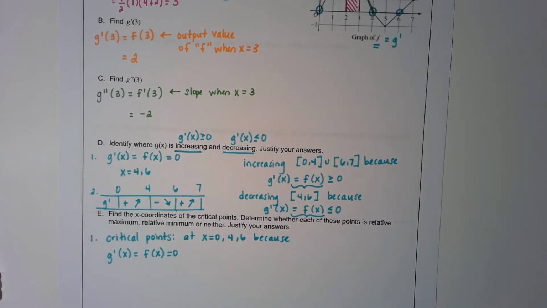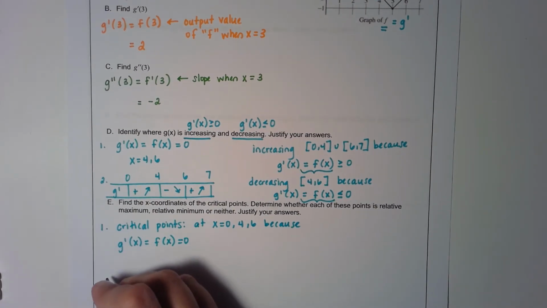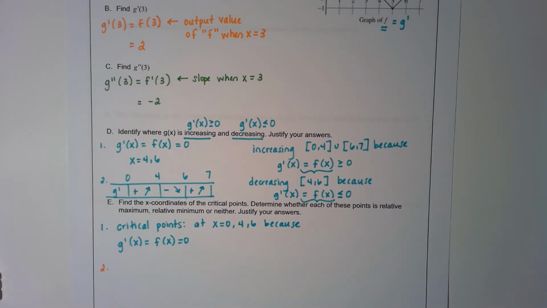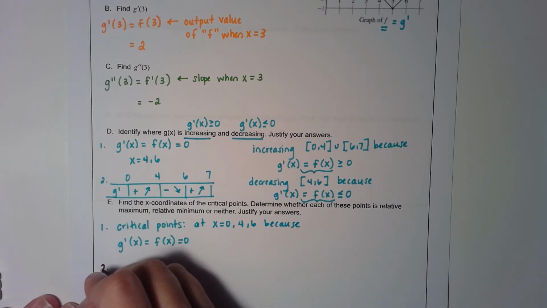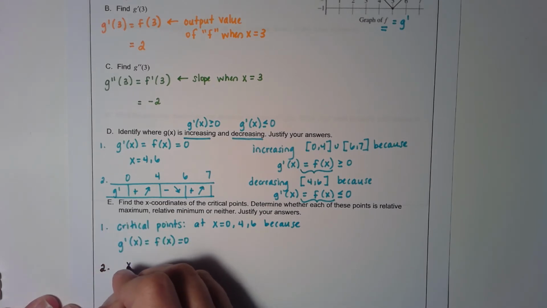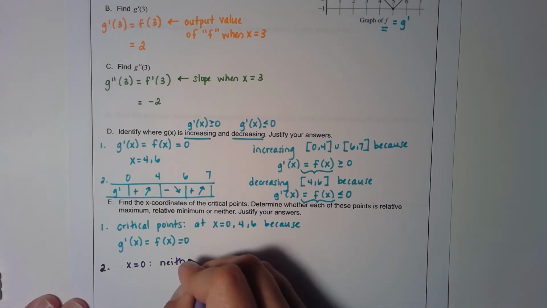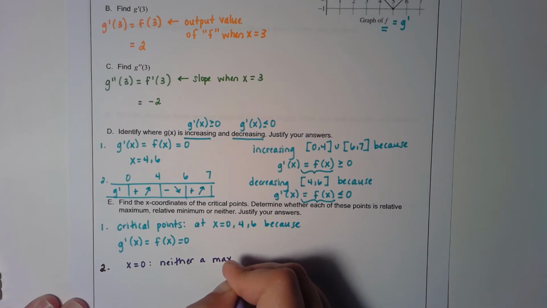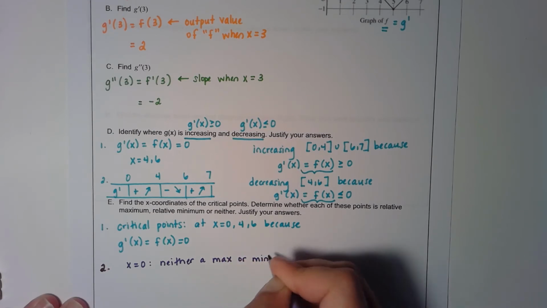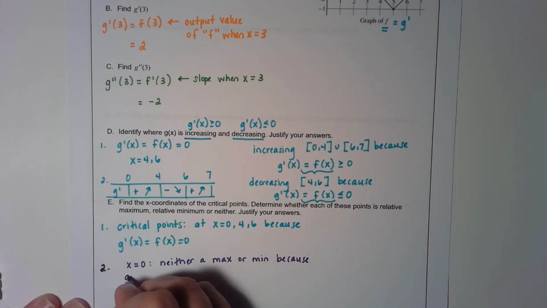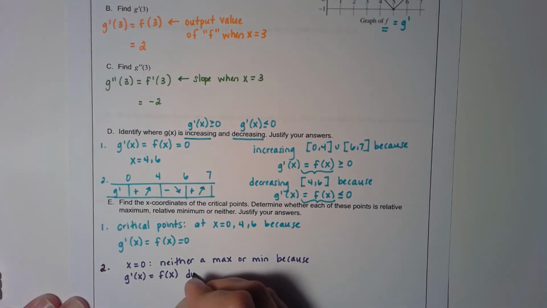Next, we want to determine whether each of those is a relative max, min, or neither. So for the second part of this, we're going to go through these one at a time, and I should use purple. We're going to determine if it's a max, a min, or neither. So at x equals 0, we would say it is neither a max or a min, because the derivative, which is equal to f of x, does not change signs.